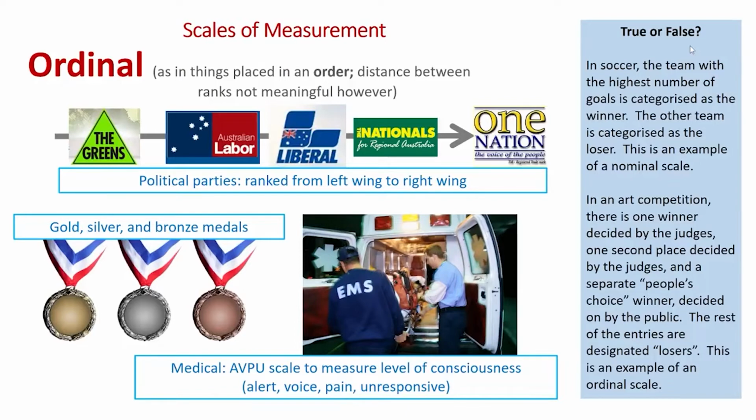Because we can't rank order that People's Choice, this can't be an ordinal scale. If we remove the People's Choice, it would be an ordinal scale. But if we include it, then it can't be an ordinal scale, which means we would have to deal with it as if it were a nominal or categorical scale. So the answer to that is false.